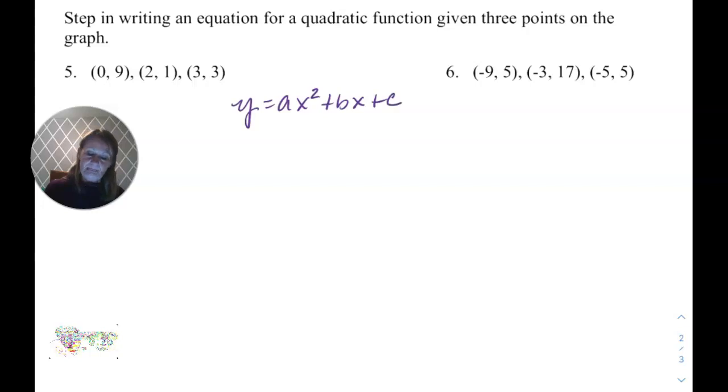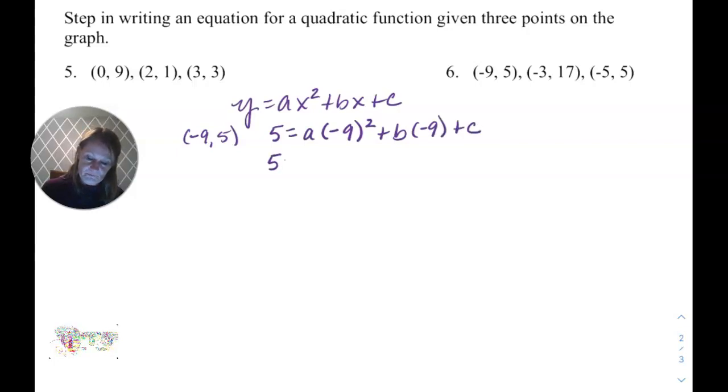c. And we're going to go and put in the point (-9, 5). So remember, your x is -9 and the y is the 5. So we're just going to do a quick substitution. Okay, and then simplify. So 9 squared is 81, minus 9b plus c. Okay, and again, I'm going to just underline that.